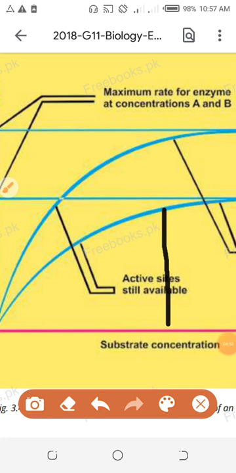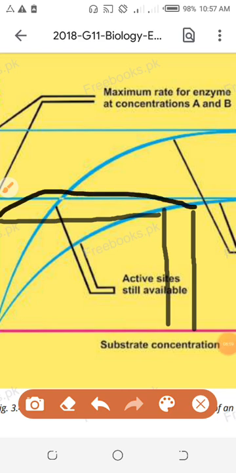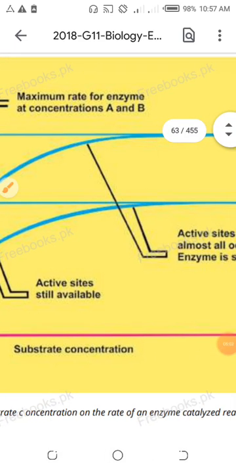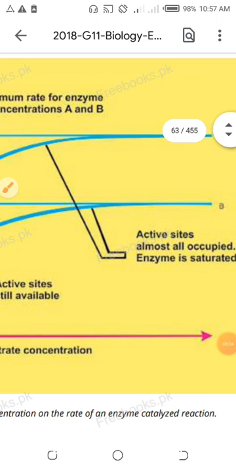What will happen? The rate of reaction will increase, no issue, this is well. Substrate concentration increased, rate of reaction increased, okay, up until now we are satisfied. We'll go back to the next part of the graph. Here is the problem.